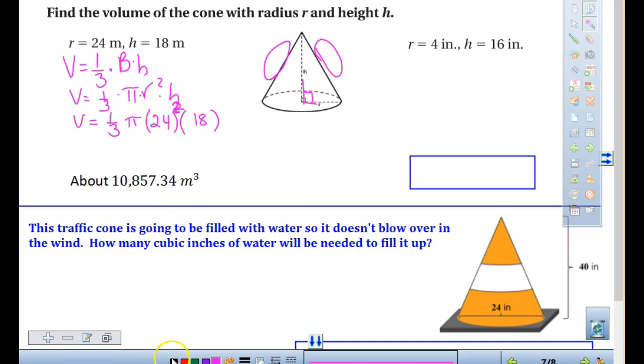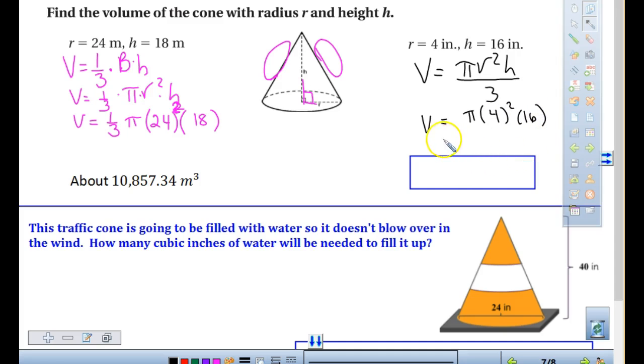And the second formula. If I was starting with that second formula, I'm going to say volume equals, this time, pi times radius squared times height, and then we're going to put all divided by 3. So please write that. Don't start putting in your calculator yet. Let's put in our numbers on our paper next. So we're going to put pi times 4 squared times 16, all divided by 3.